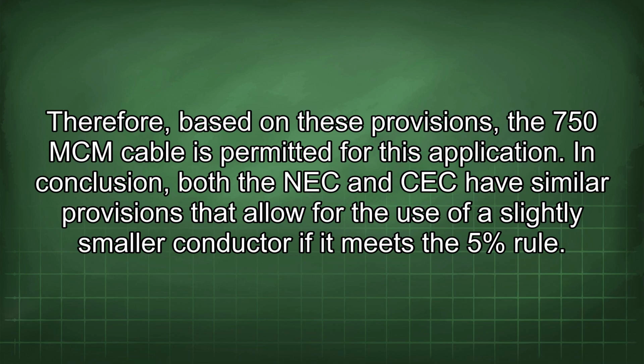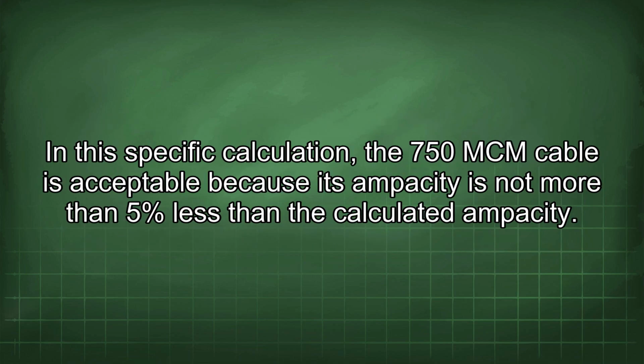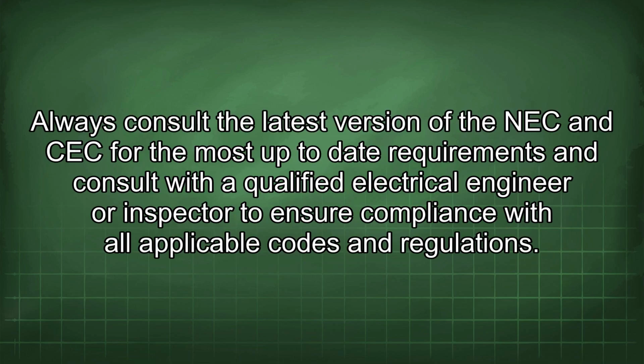In conclusion, both the NEC and CEC have similar provisions that allow for the use of a slightly smaller conductor if it meets the 5% rule. In this specific calculation, the 750 MCM cable is acceptable because its ampacity is not more than 5% less than the calculated ampacity. Always consult the latest version of the NEC and CEC for the most up-to-date requirements, and consult with a qualified electrical engineer or inspector to ensure compliance with all applicable codes and regulations.